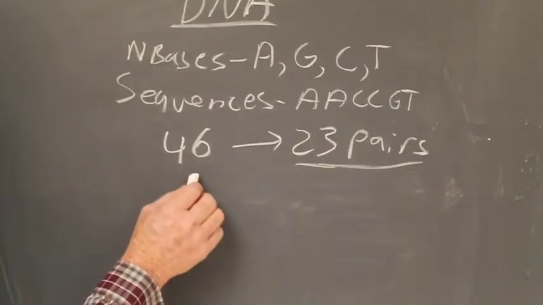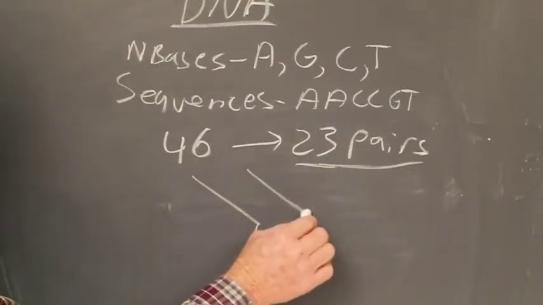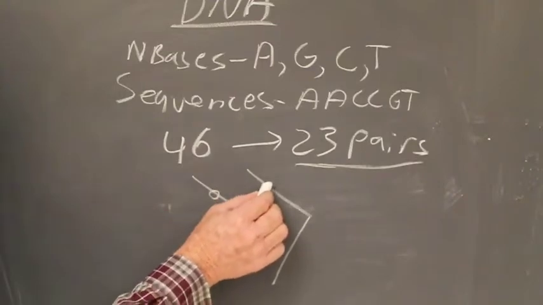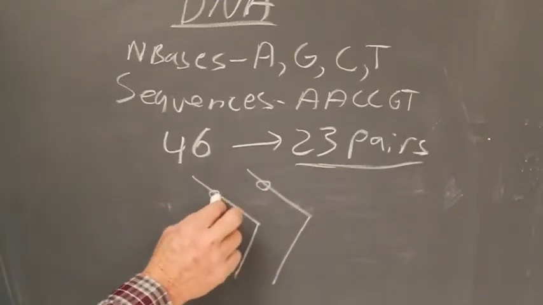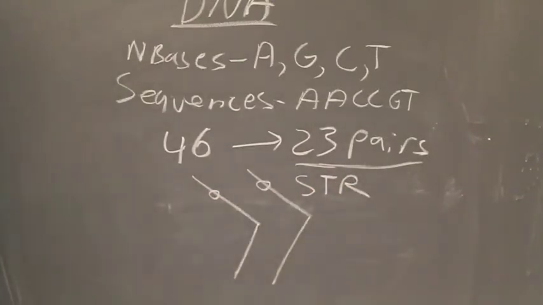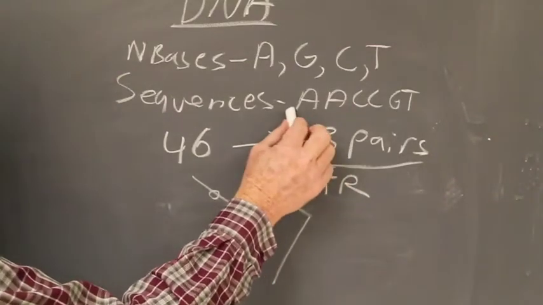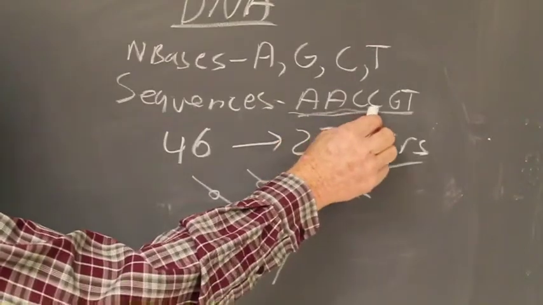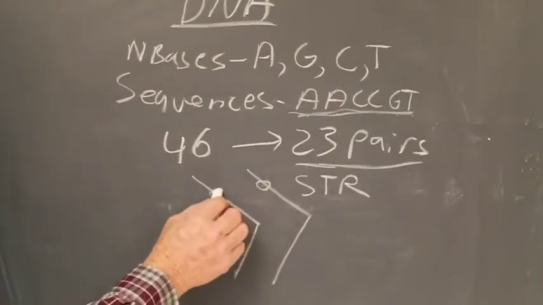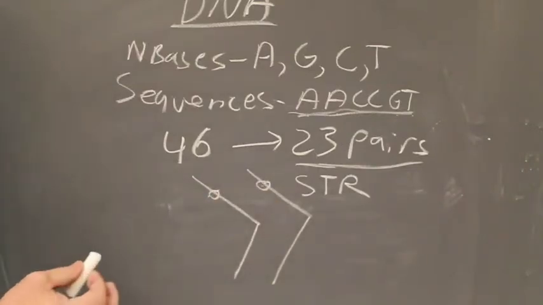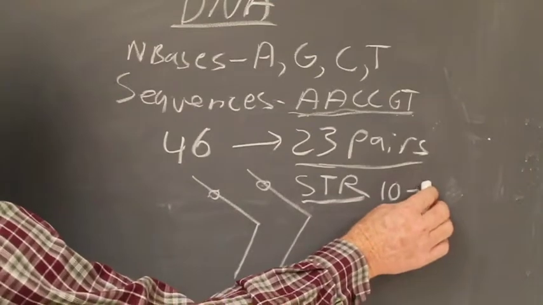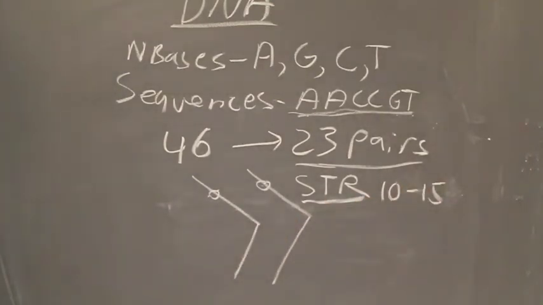Now on these 23 pairs of chromosomes, here's a chromosome, let's say, from your father, here's a chromosome from your mother. Geneticists have found on specific chromosomes that there are areas that are highly variable. Inside these areas, they have repeating units called short tandem repeats, or STRs. A short tandem repeat is an area that might repeat a single sequence. So here's an AACCGT. Maybe it repeats this AACCGT 10 different times. Because it's highly variable, we might have a short tandem repeat of 10 to 15 repeats in these areas.